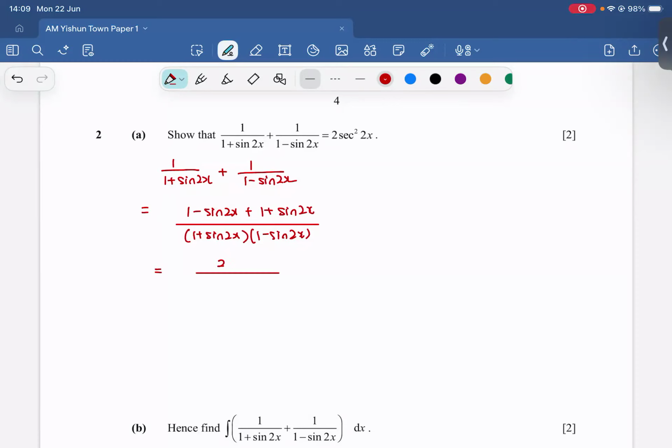Okay, then we expand the denominator. This is just 1 minus sine square 2x. And 1 minus sine square 2x is just cos square 2x. And then 1 over cos square is just secant square. Okay, this is considered a pretty easy one.